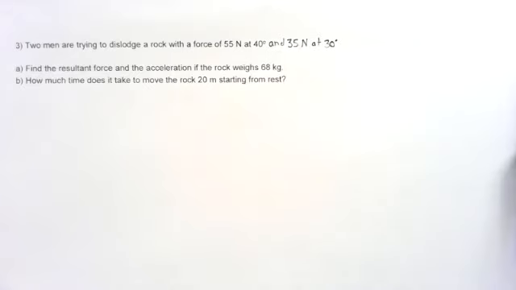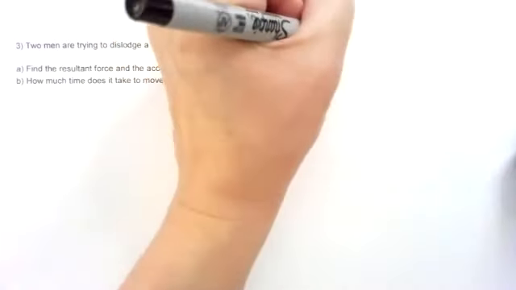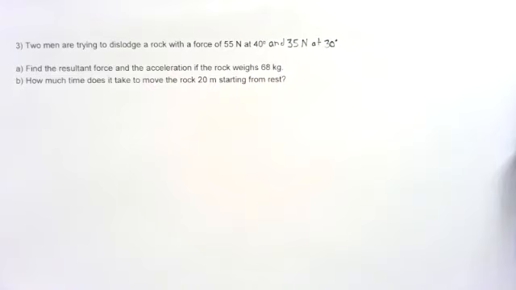Two men are trying to dislodge a rock with a force of 55 newtons at 40 degrees and 35 newtons at 30 degrees. So I put my degree sign there. So let's start off before we draw our coordinate system. We've got a little bit of a different scenario here.